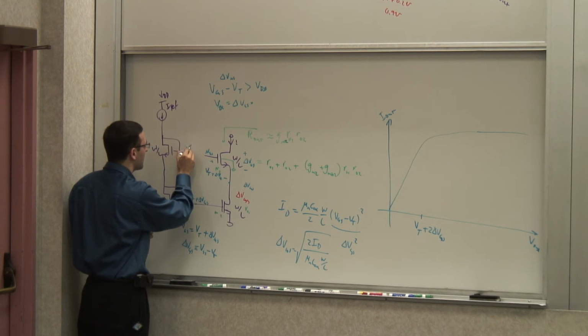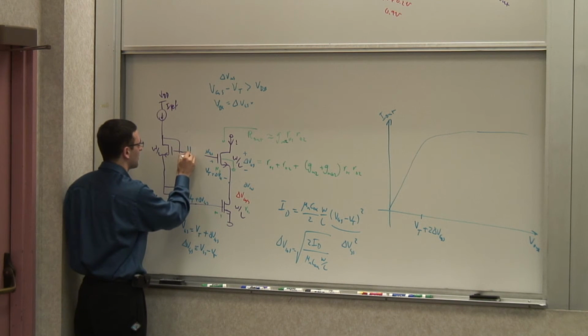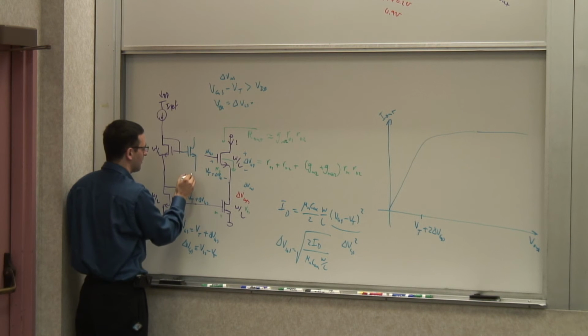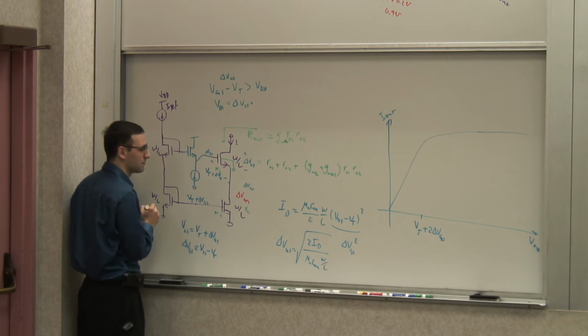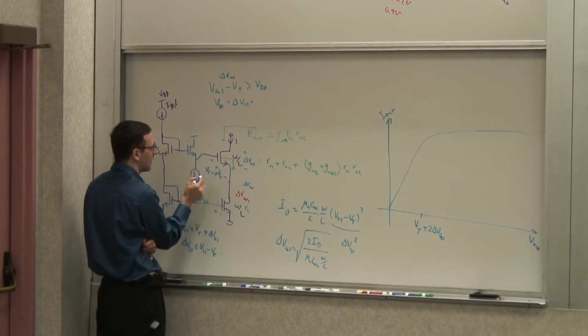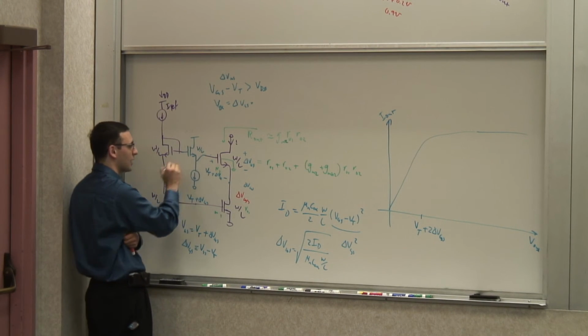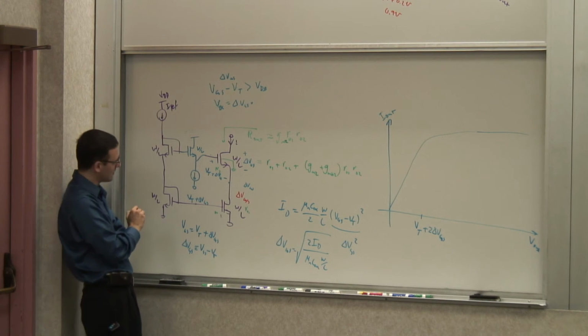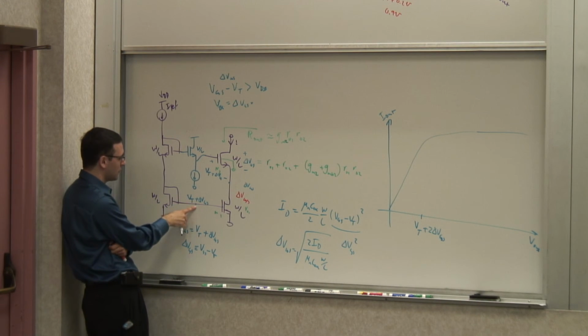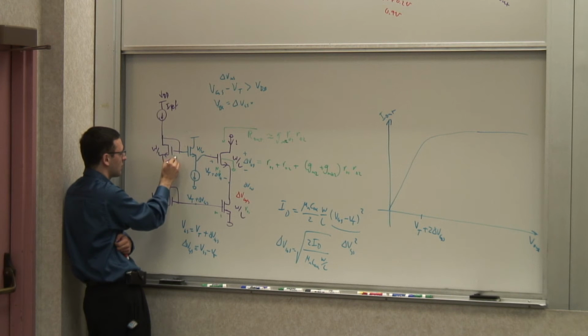So what if I put another NMOS here, and let's say I just have a current source and use this. Would that solve my problem? I want this voltage to be what? So let's see what happens if I just do that. And let's say this is the same W over L. This voltage was VT plus 2 delta VGS. What is this voltage? 2 VT plus 2 delta VGS.